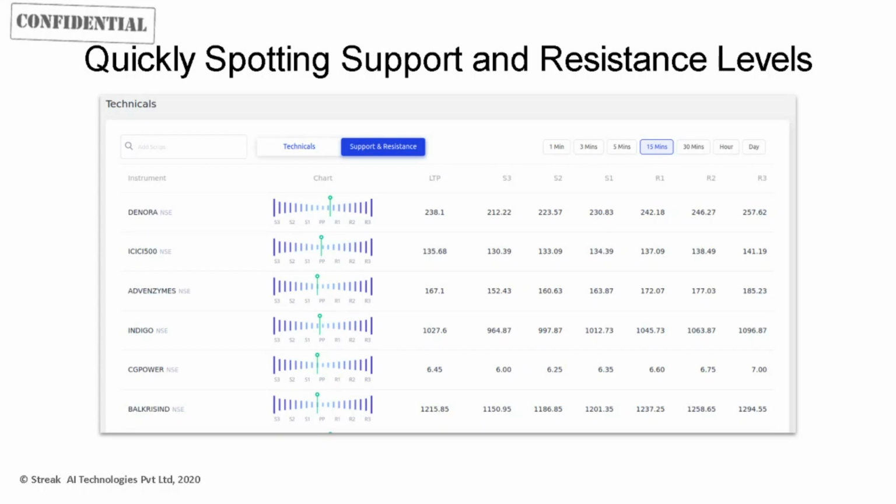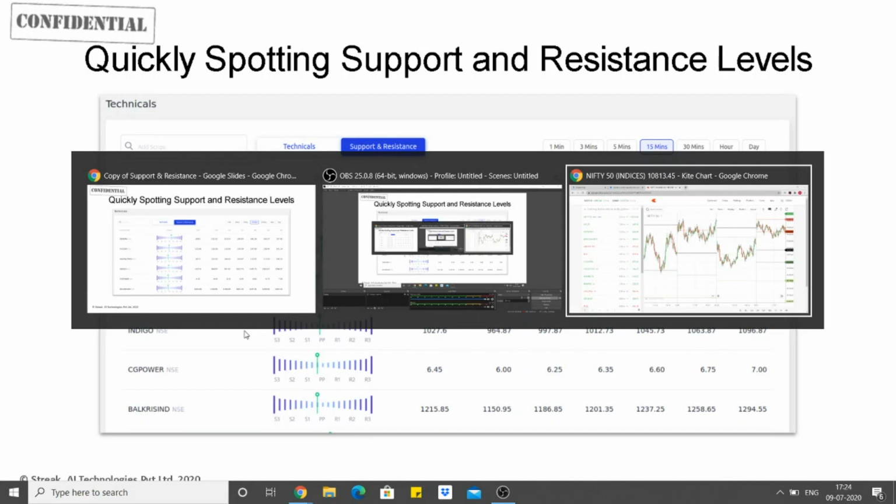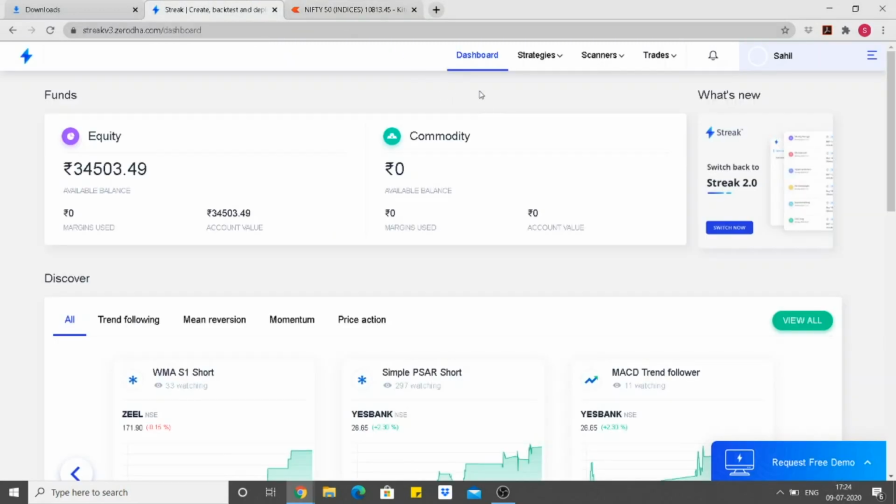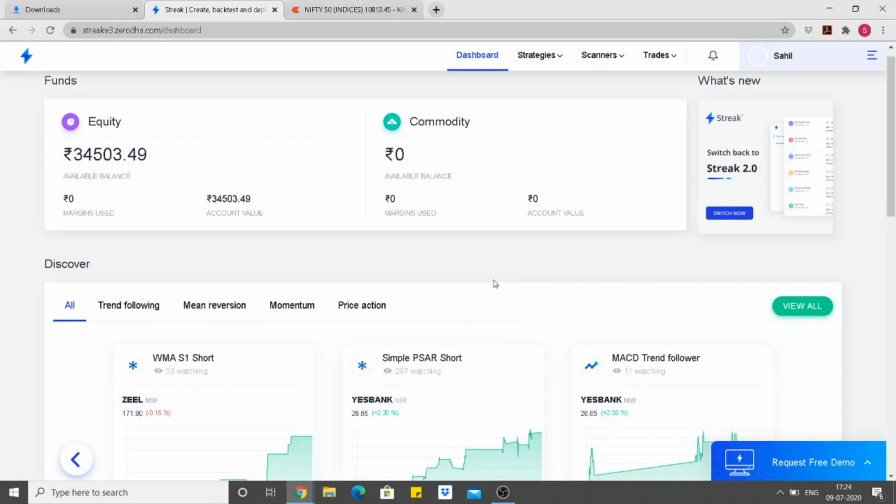Quickly spotting support and resistance levels. For this very purpose, we have a powerful and amazing tool integrated completely into the Streak platform. All you have to do is log on to streak.zerodha.com and log in with your Zerodha credentials. It will lead you to this page. This first section, the funds section, is a reflection of your Kite account, so there is nothing different. There is no additional margin that is required to operate Streak.